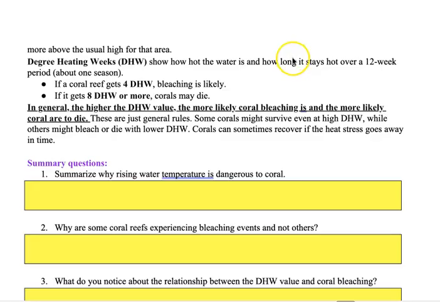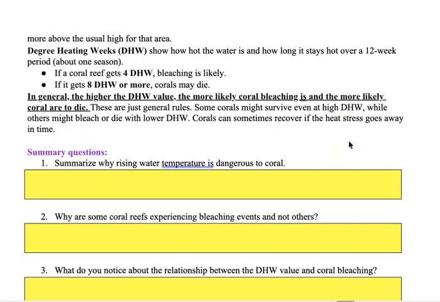In general, the higher the DHW value, the more likely coral bleaching is, and the more likely the coral is to die. These are just general rules. Some corals might survive even at high DHWs, while others might bleach or die with lower DHWs. Corals can sometimes recover if the heat stress goes away in time and they are supplied with nutrients.